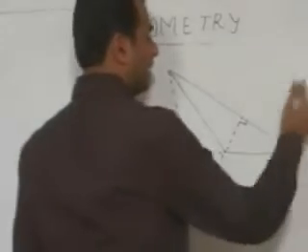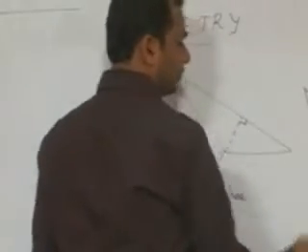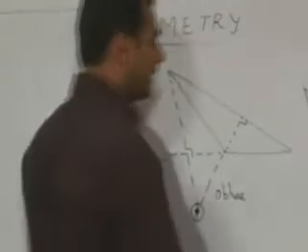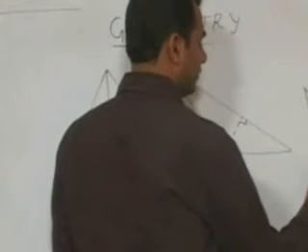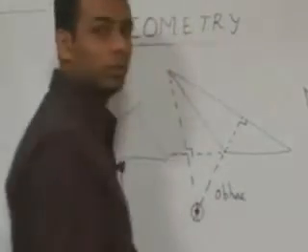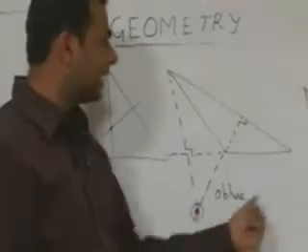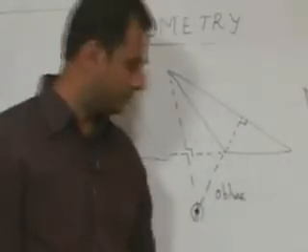And the last thing, that is the right angle triangle. In case of right angle triangle, the orthocenter is basically this particular point. So orthocenter can lie inside the triangle, outside the triangle, as well as on the triangle.